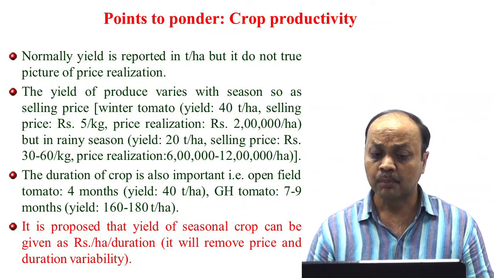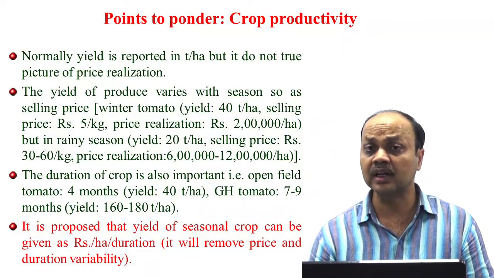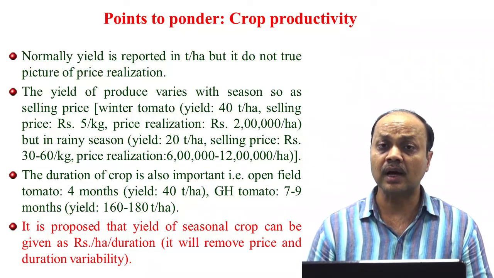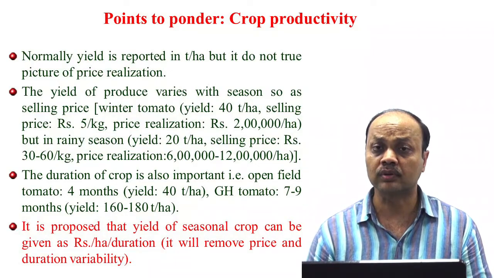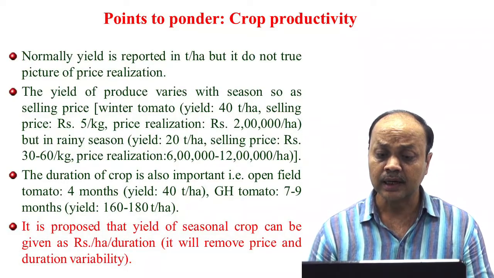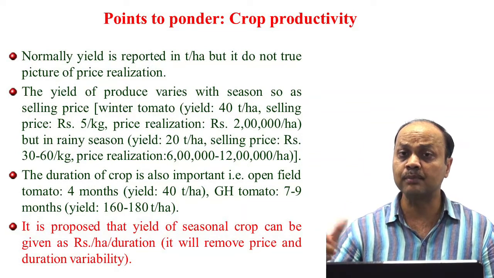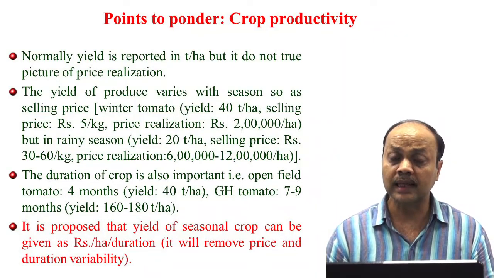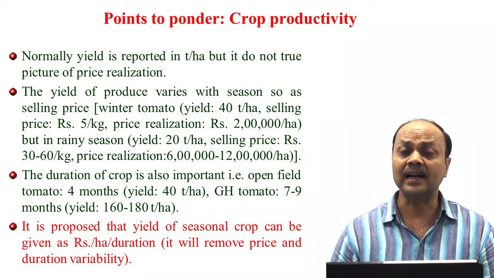But if the same crop, tomato, is grown in the rainy season, even though the yield is 20 ton, what I am saying is that in winter the productivity was 40 ton, but in the rainy season, suppose you have got only 20 ton, but your selling price is more. Suppose I have taken 30 to 60 rupees per kg, so your price realization is 6 lakhs to 12 lakhs. So if you give only the figure of productivity in ton per hectare, suppose you are giving 40 ton, then you have to mention that it is during winter. Normally this is the practice, in winter you got, but that is misleading. So it is better to give it in rupees per hectare.